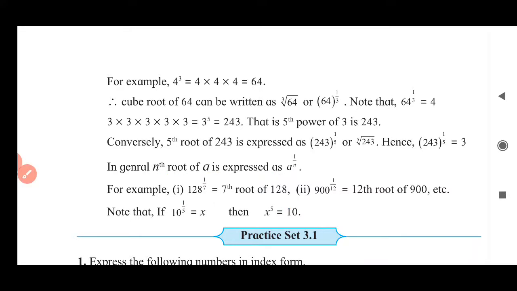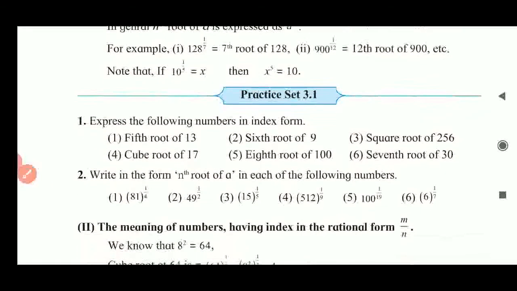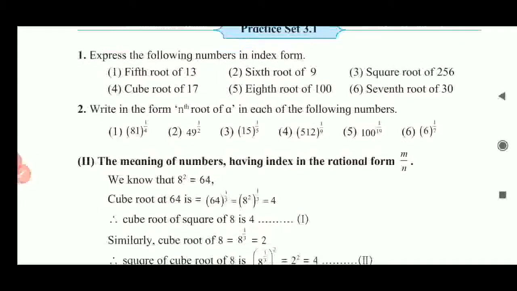Okay, solving the 3.1, and please send my notebook. Please send my personal WhatsApp number. You can solve these examples in your mathematical books.